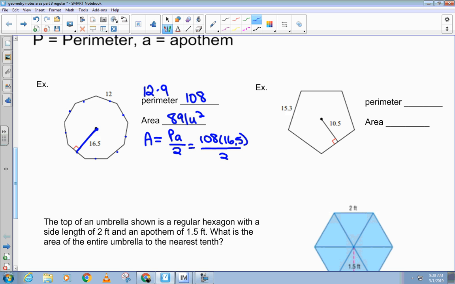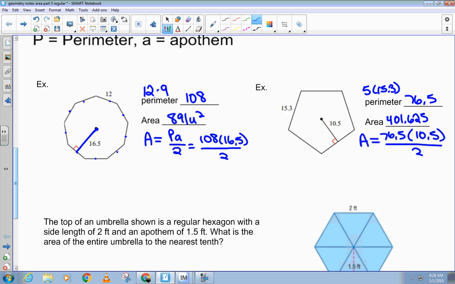Okay, so let's look at the next one. How many sides does it have? 5. So let's delete one of the sides. 15.3. So we would do 5 times 15.3 to get my perimeter. That would be 76.5. Then to find the area, we take that perimeter, which is 76.5, and multiply it by what? By the apothem, which is 10.5, and divide by 2. So we do 76.5 times 10.5 divided by 2, and that's 401.625.